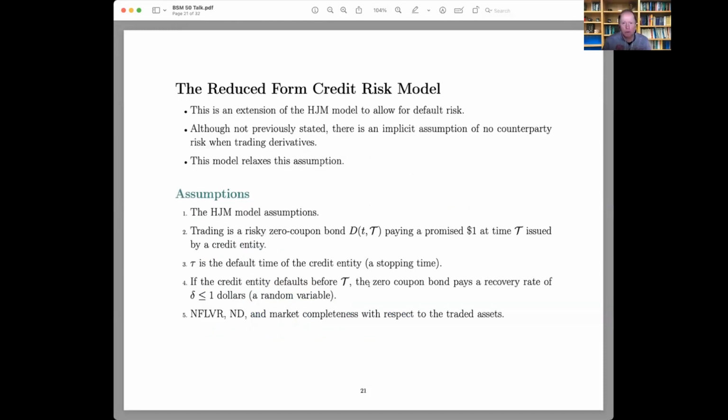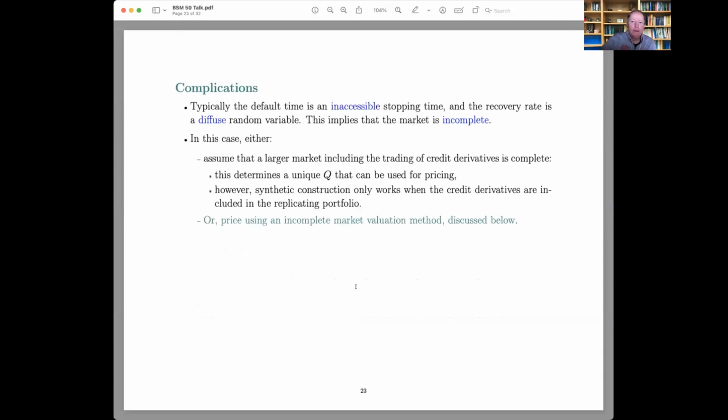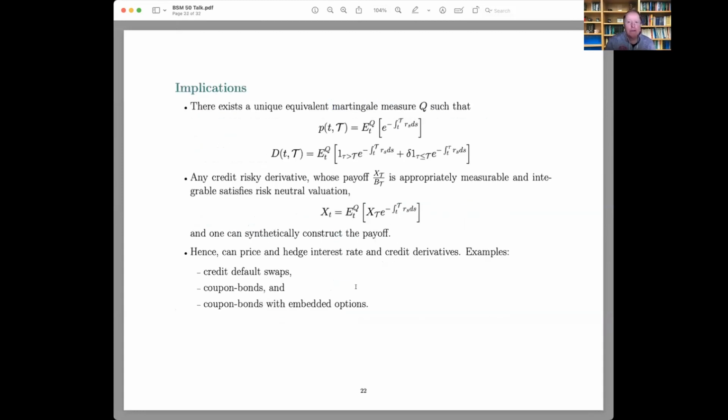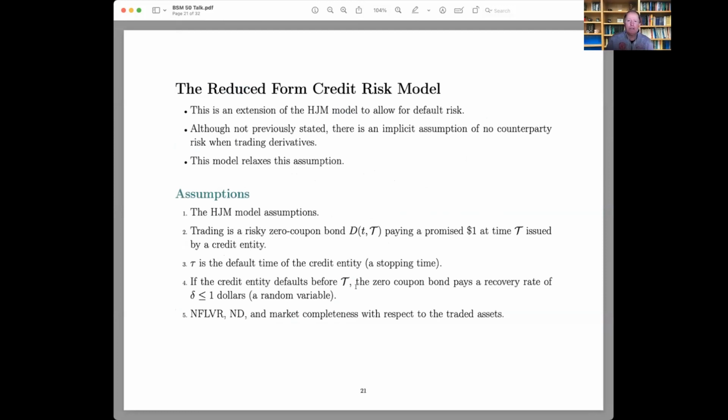And that takes us to the reduced form credit risk model, which I think of as an extension of HJM to allow for default risk. And although it was not previously stated, when you're talking about derivatives, and everything I've said before this, there was an implicit assumption of no counterparty risk when you're trading derivatives.